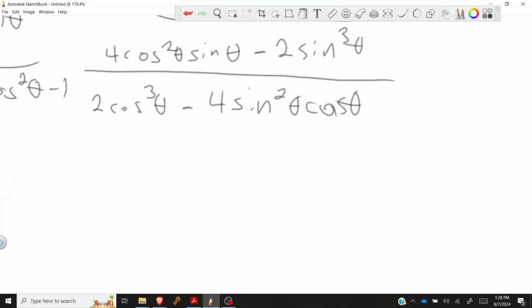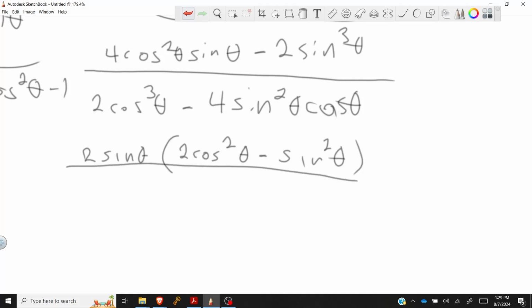Let's factor out a 2 sine theta from the top. If we factor that out from here, we'll be left with 2 cosine squared theta minus sine squared theta. And if we factor it out from the bottom, we can do 2 cosine theta. And then that'll leave us with cosine squared theta minus 2 sine squared theta.